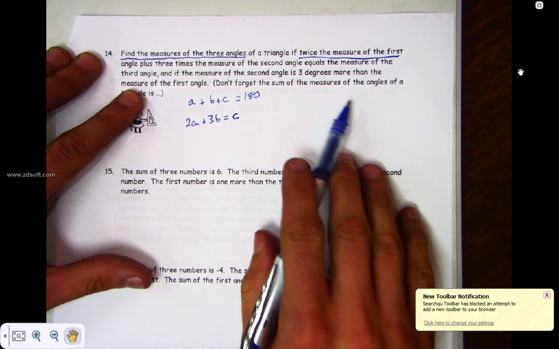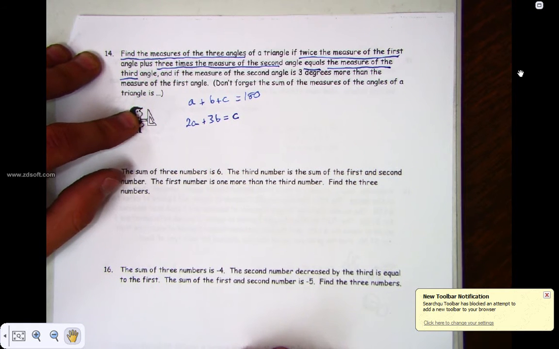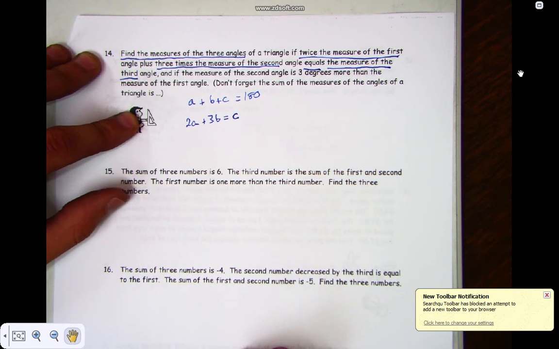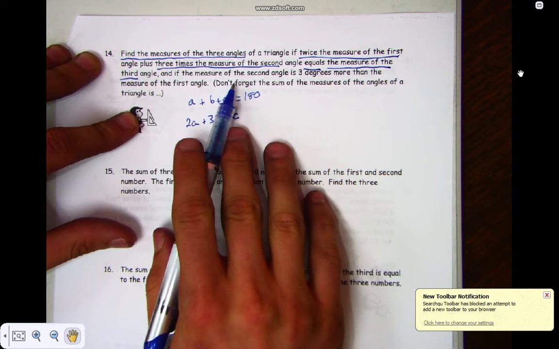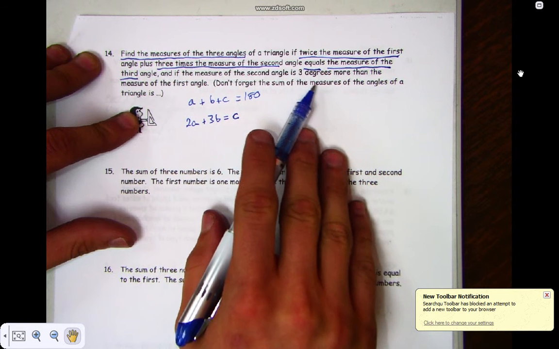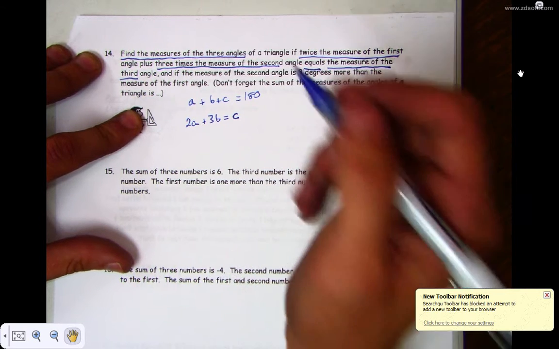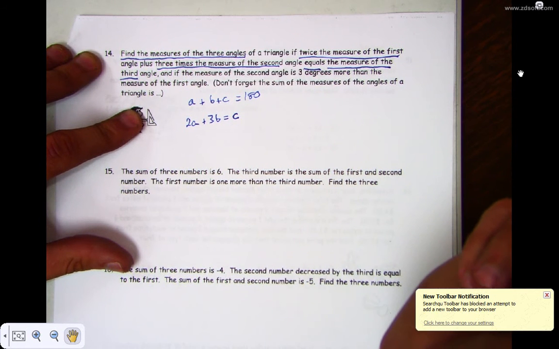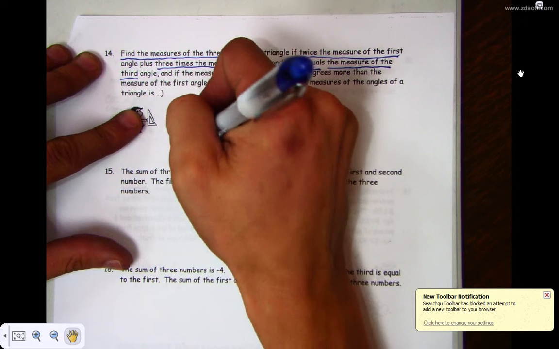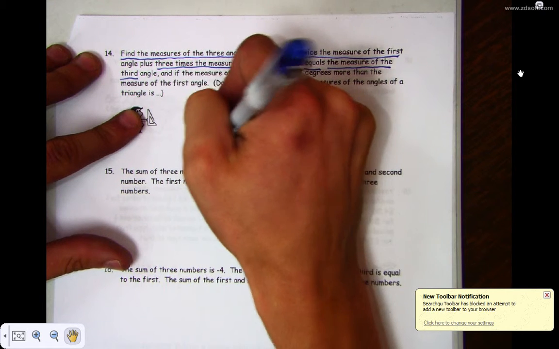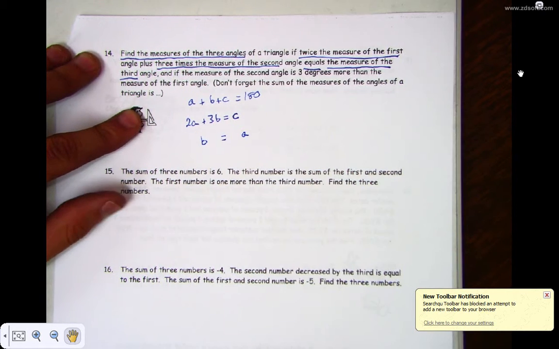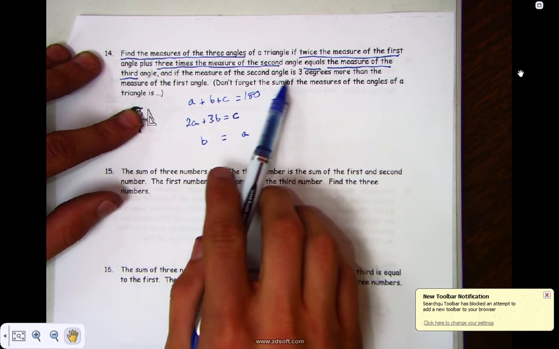All right, and then our last one is if the measure of the second angle is 3 degrees more than the measure of the first angle. So we're comparing two variables. We're comparing the second angle and the first angle. So here's our second angle, here's our first angle. I always start it like this, and then I look at it and it says if the measure of the second angle is 3 degrees more.